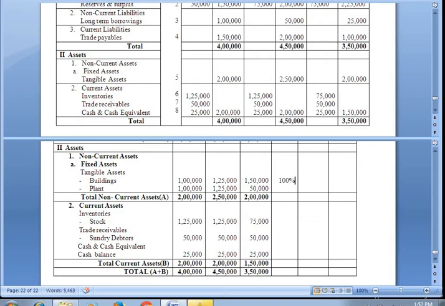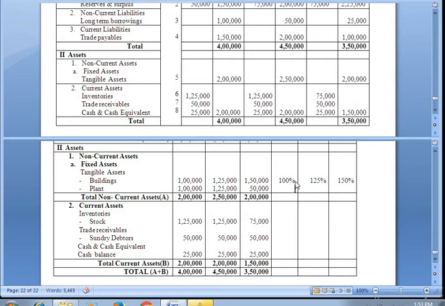Now for the year 2017 it is 100%, and next one is 2018. What is the amount of building of 2018? 1,25,000. Okay. So the percentage will be 1,25,000 divided by 1 lakh into 100, which is equal to 125%. Okay. Next one, 1,50,000 divided by 1 lakh is 150%.